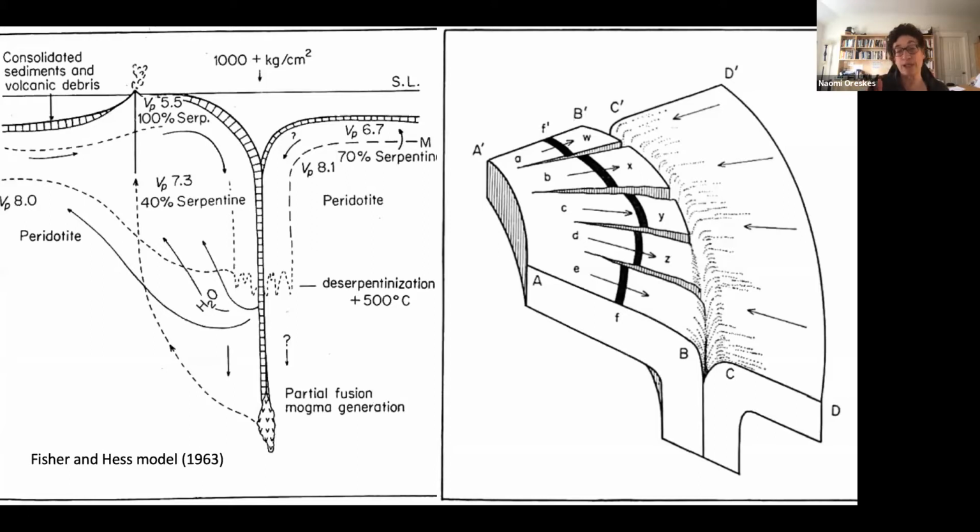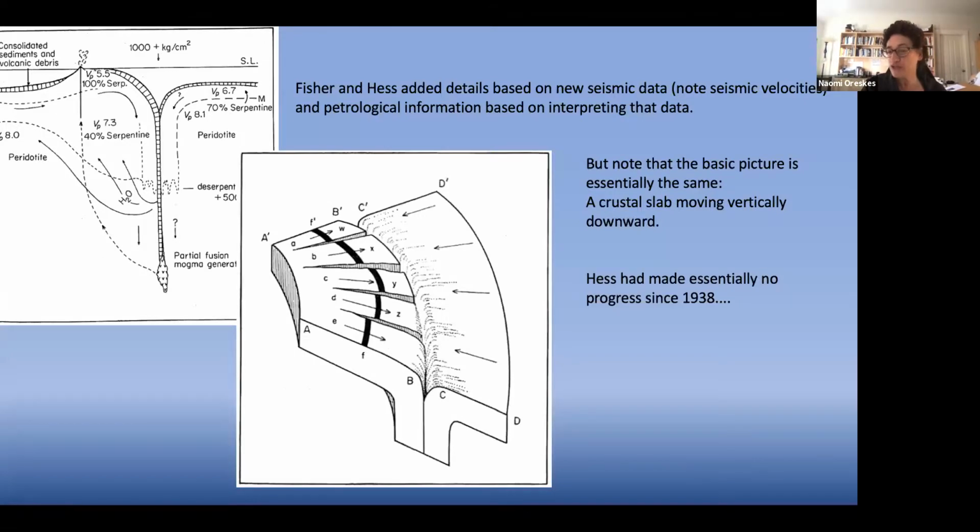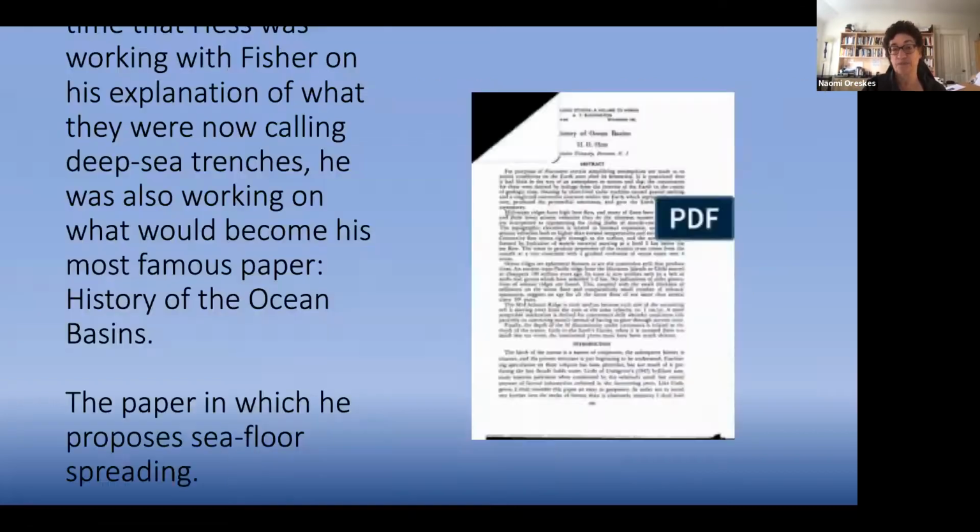But the basic picture of a vertical downfold is the same. It hasn't changed at all. He's made no progress. So despite all the extra data that he has access to, the picture of a crustal slab moving down is essentially the same as what it had been in 1938.